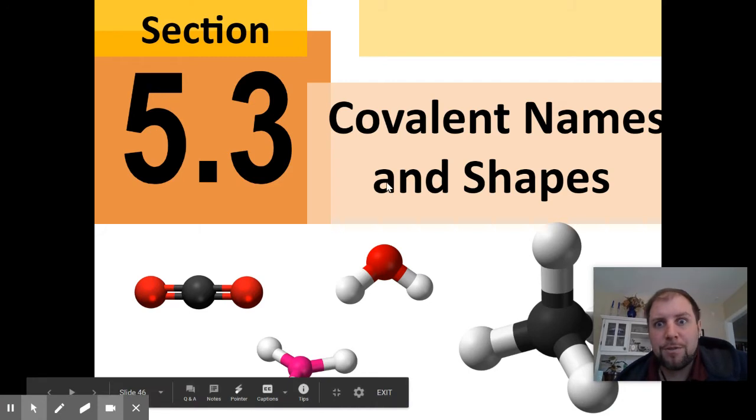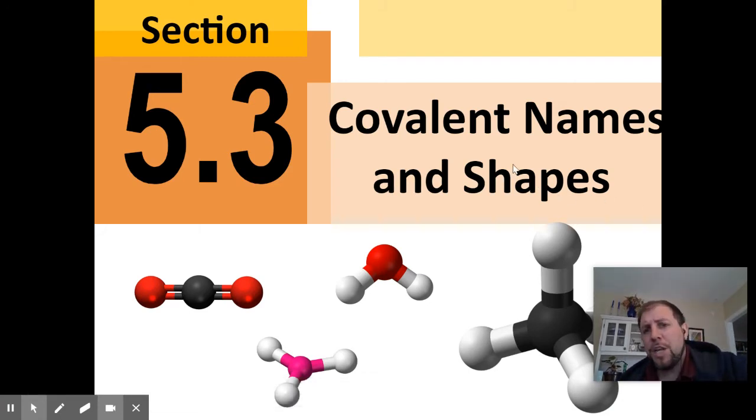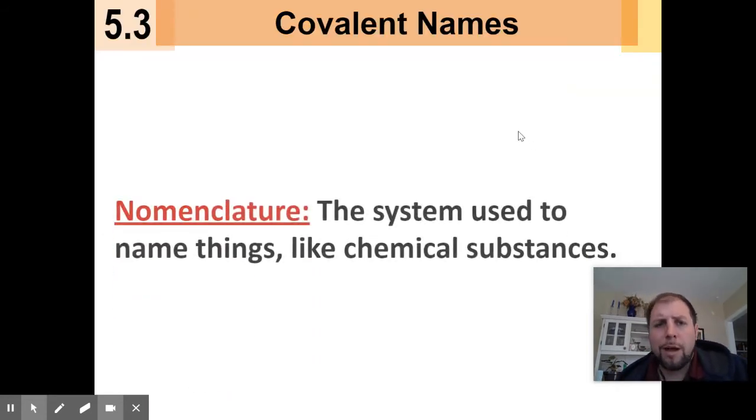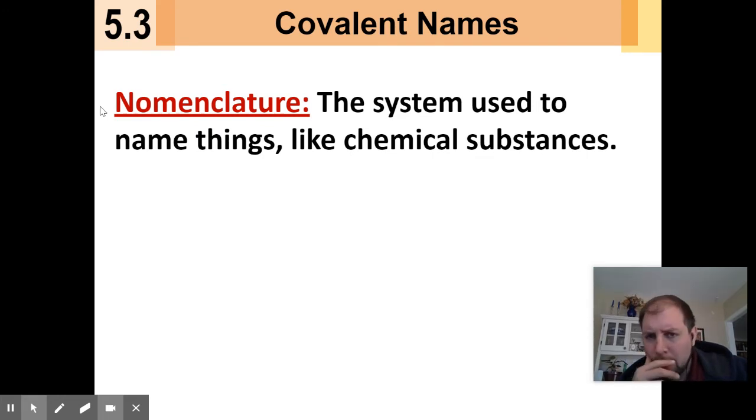So, this is section 5.3, Covalent Names and Shapes. This video is just going to deal with the first part, covalent names. Now, we're talking about nomenclature. Nomenclature is a system used to name things, like chemical substances. And there is, in fact, a system used to name chemical substances. And I think it's a fairly good system. It's a fairly elegant system.